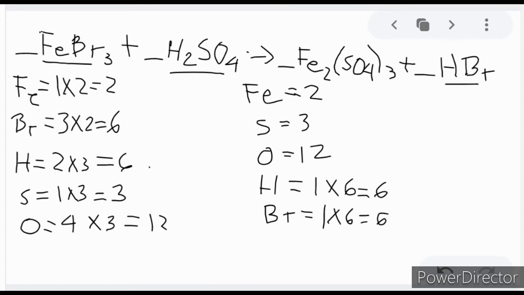So we can write now the balanced equation. So the balanced equation is, since we multiply 2 on FeBr3, we have 2 FeBr3 plus, since we multiply 3 on H2SO4, so we have plus 3 H2SO4.